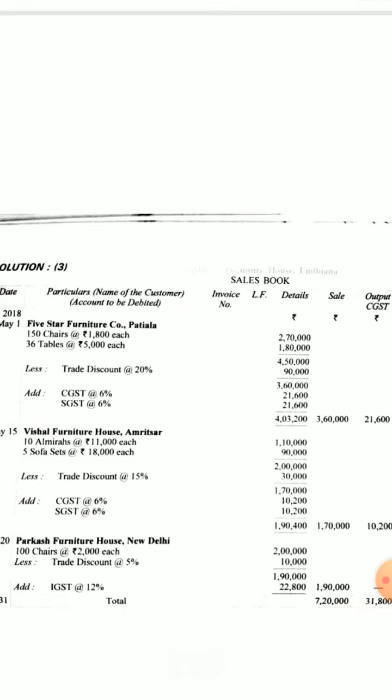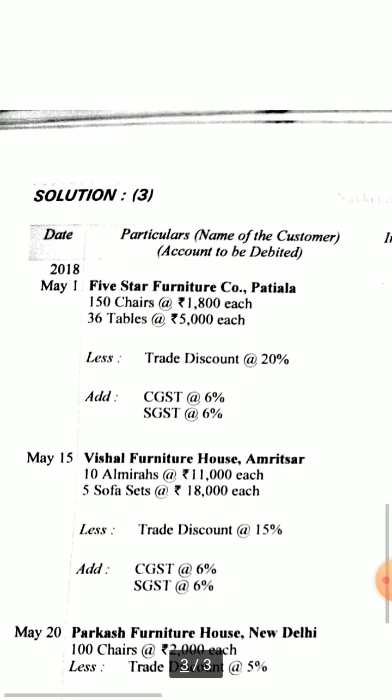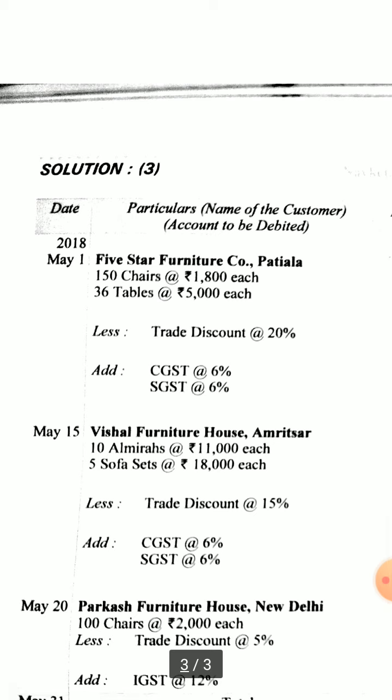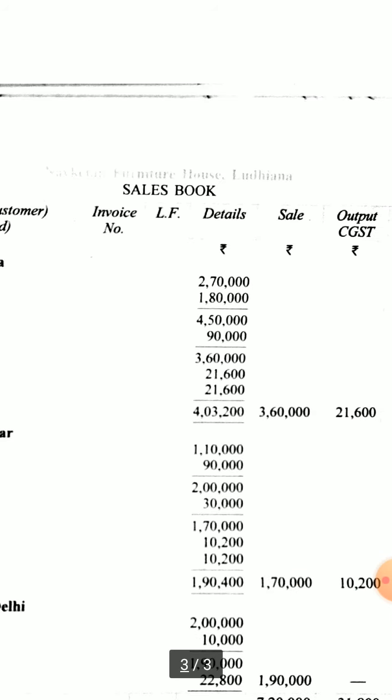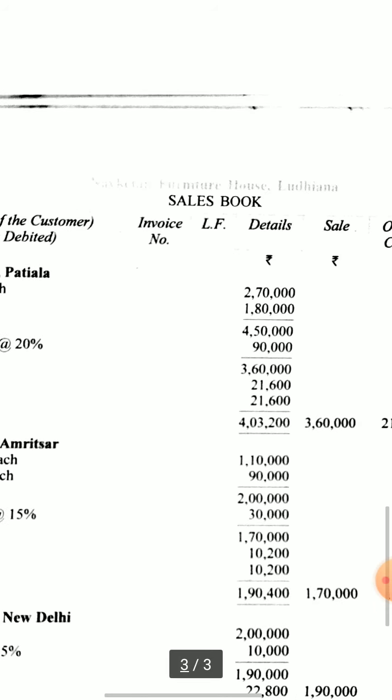In the particulars column we will enter the name of the customer whose account is to be debited, and here it is 5-star Furniture Company, Patiala. Again, details we will write here as we have written in the purchase book: 150 chairs at rupees 1800 each and 36 tables at the rate of rupees 5000 each. In the details column we will write all the amounts.